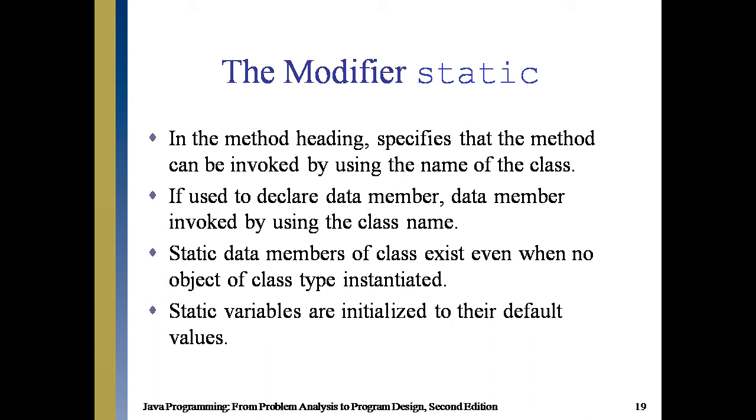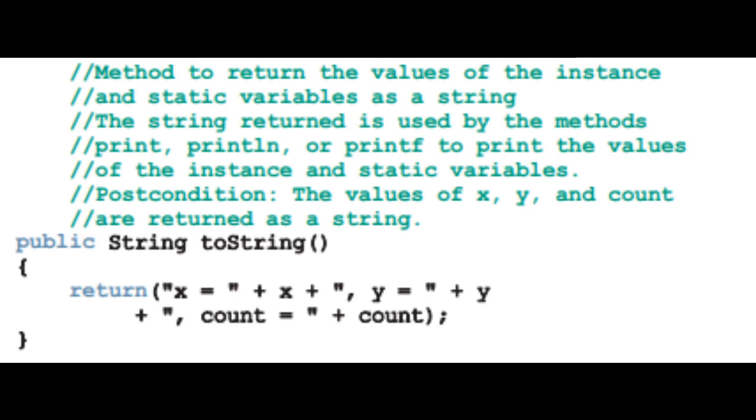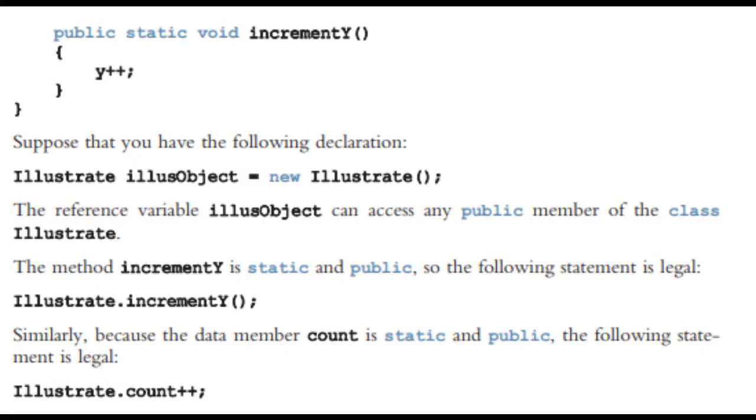The following example clarifies the effect of the modifier static. Consider the following definition of the class Illustrate. Public class Illustrate with private int x, private static int y, public static int count. Suppose that you have the following declaration. Illustrate illustObject = new Illustrate().